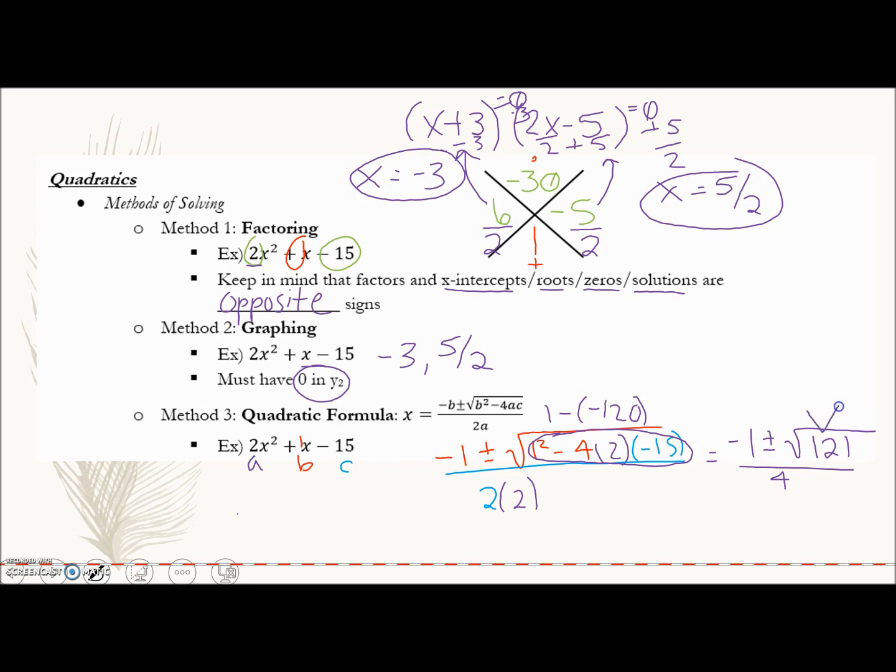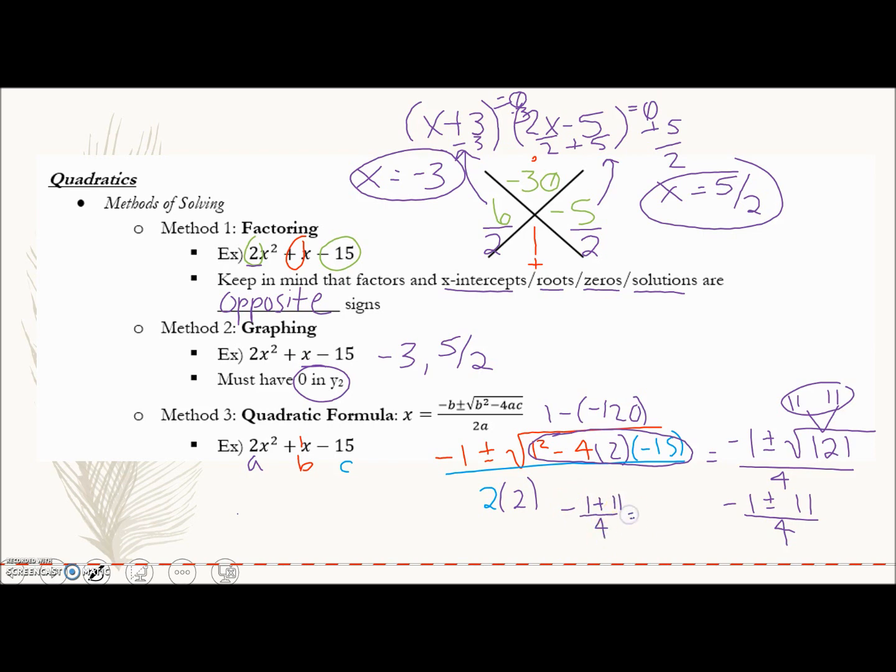The next step is you have to break down or take the square root of what's underneath the radical. So you could do the little factor tree where you break it down, you get 11, 11, or just the square root of 121 is just 11. So you have -1 plus or minus 11 over 4. Then to get the two answers, you do -1 plus 11 divided by 4 and -1 minus 11 divided by 4.